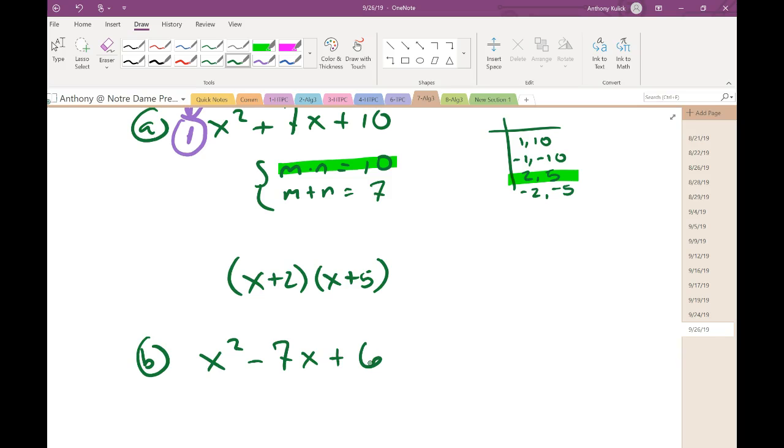What do the two numbers have to multiply to give me? 6. What if they add to give me? Negative 7. What are those two numbers? Negative 1 and negative 6. Right? Everybody agree that those two numbers work?